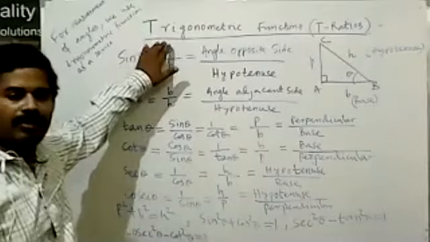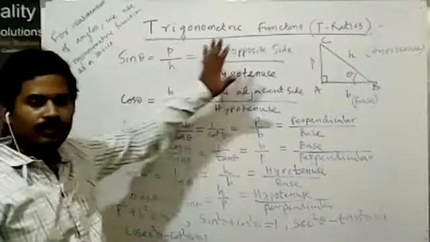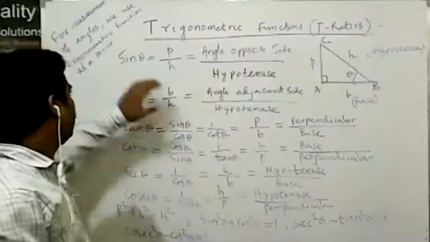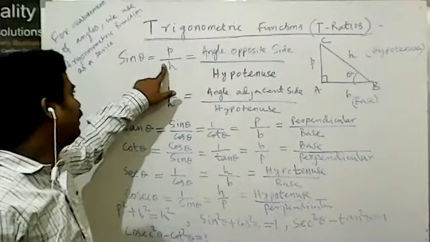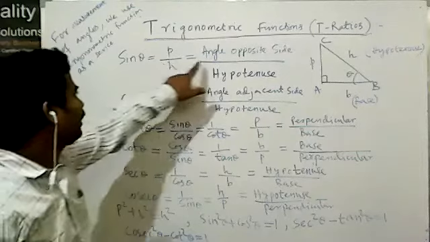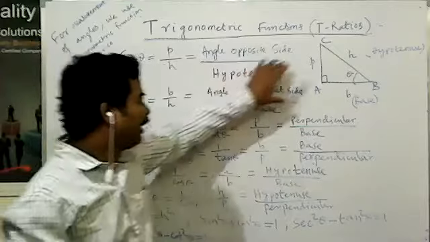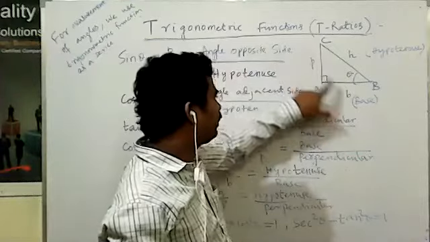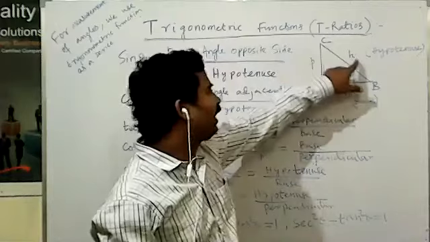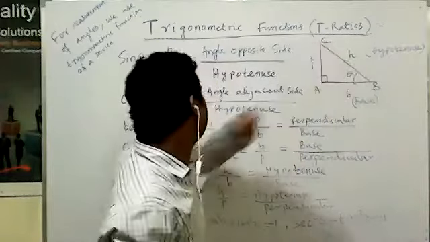Now we will discuss the topic trigonometric functions, that is also T ratios. Sin theta is equal to P by H. Sin theta is equal to P by H means angle opposite side divided by hypotenuse. That is the perpendicular. This is P, perpendicular, this is base B, and this is H, hypotenuse. That means this is a right angle triangle.